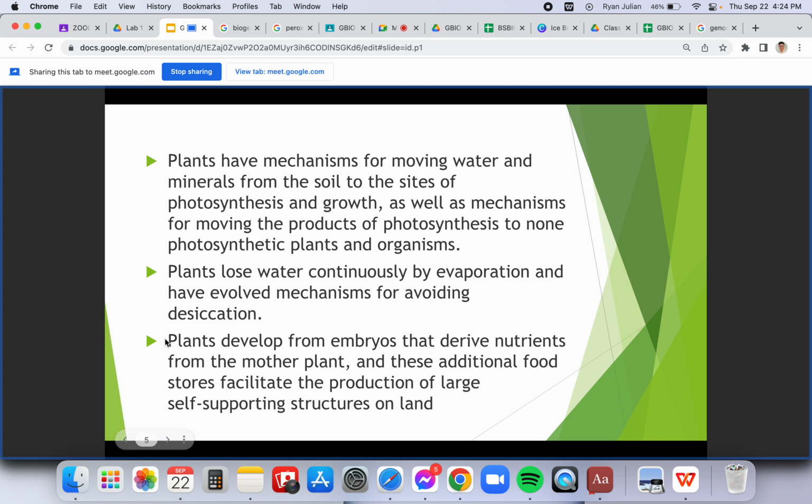Plants develop from embryos that derive nutrients from the mother plant. So basically, we also have what we call the offspring plant. It's not only applicable for humans in genetics, right? But it can also be associated with plants because they start as embryos. So I would assume that over the course of time, they would become zygotes as well, which will become a plant that we can see around us that possesses observable traits. And these additional food stores facilitate the production of enormous or large self-supporting structures on land.